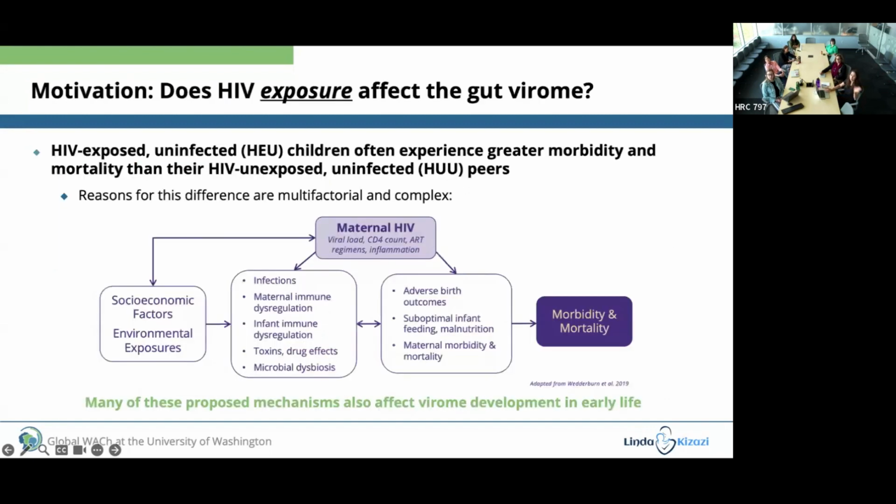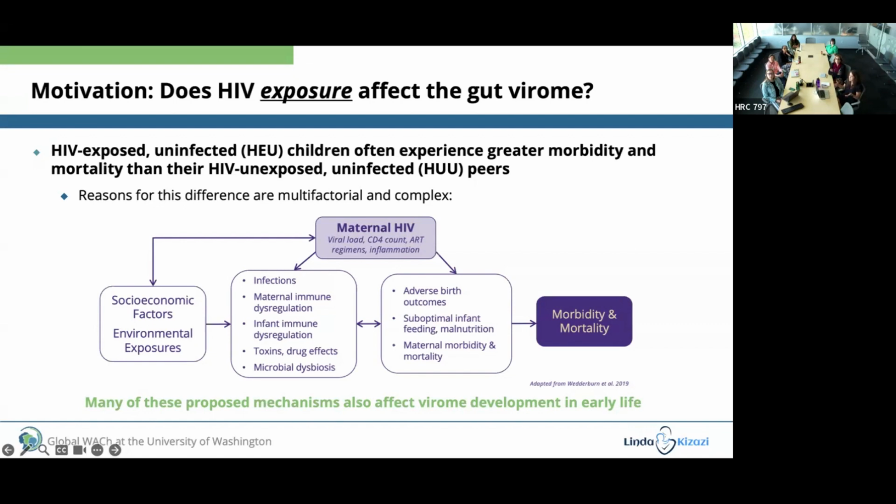Now, why do I bring all that up? It gets us to why I'm studying HIV-exposed children. Thinking of the current field of HIV, we know there are really great measures to prevent mother-to-child transmission. So we have this growing population of HIV-exposed uninfected children, which I'll refer to sometimes as HEU children. And studies have observed pretty consistently throughout the HIV pandemic that they have higher morbidity and mortality than their HIV-unexposed and uninfected peers.